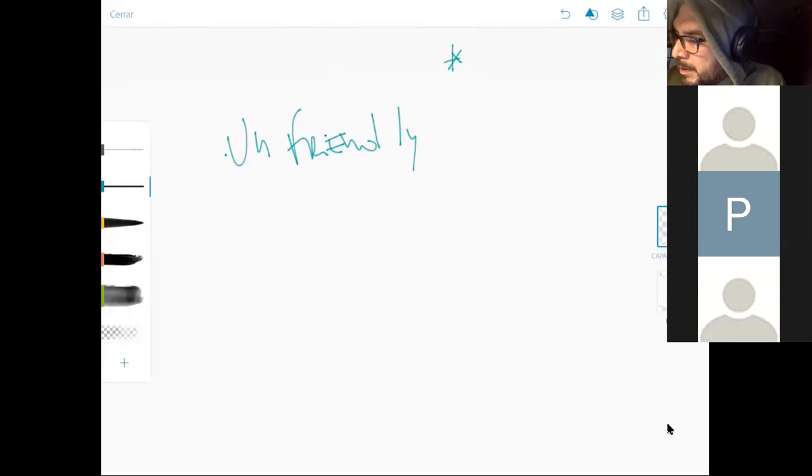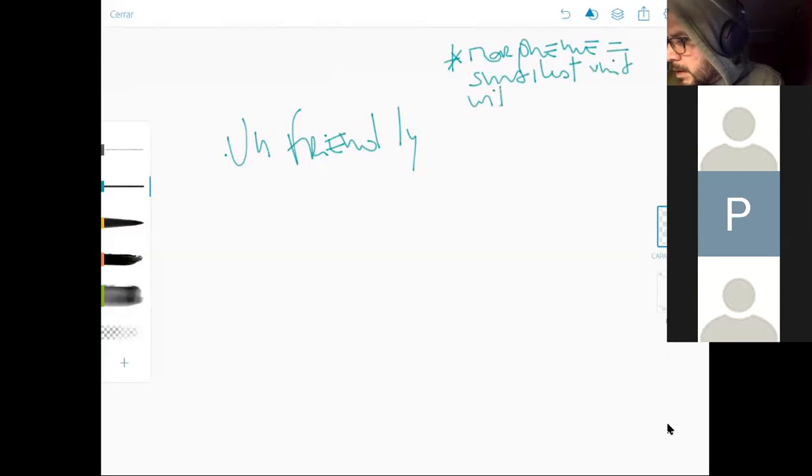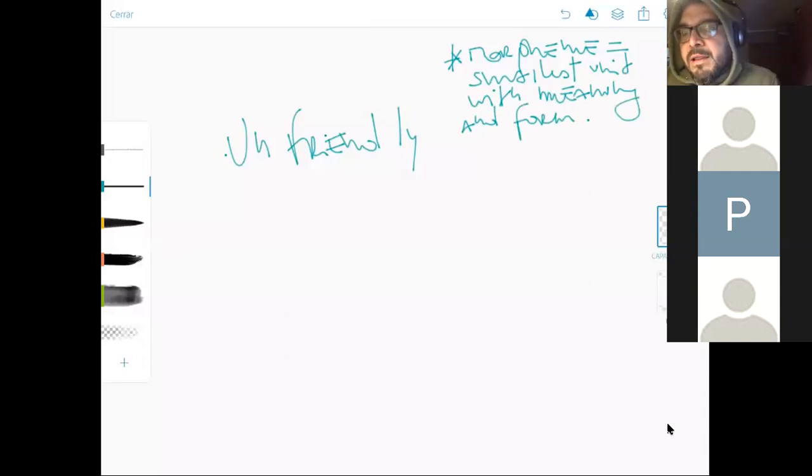A morpheme is the smallest unit with meaning and form. Therefore, they have a form, and that form has meaning. If I see unfriendly, I can see that there are, at least apparently, 3 different forms, right?